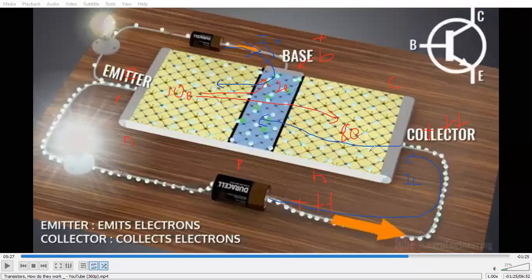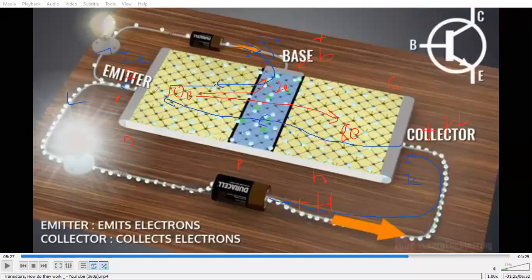Your collector current will flow in this manner, your base current will flow in this manner, and then the two currents will join and come out there. This one we call the emitter current, or IE. So the electrons from the emitter go to the collector, and a few go to the base, and the currents come out at the emitter and then split back.